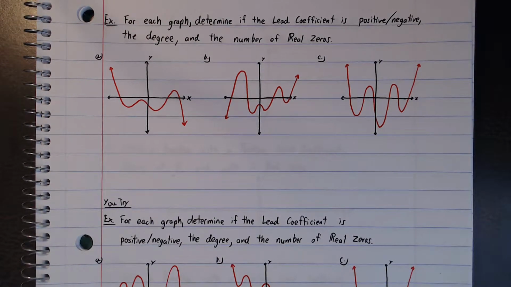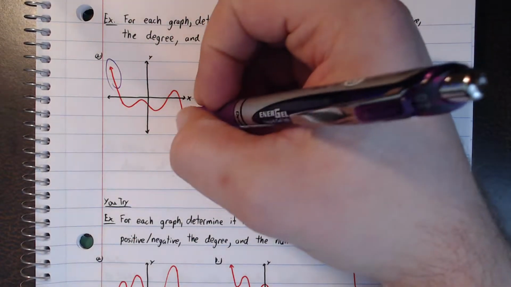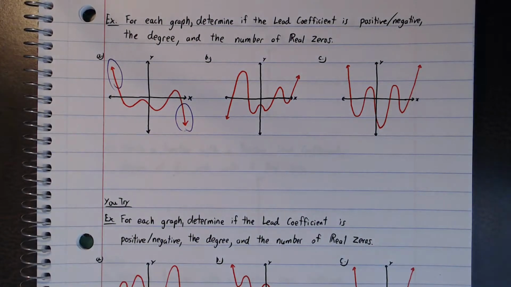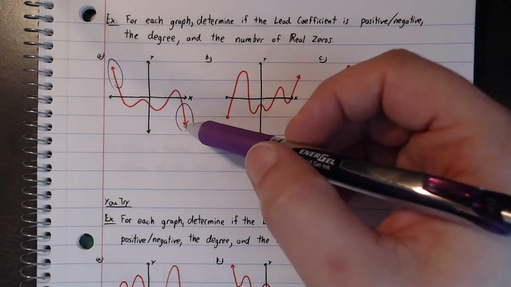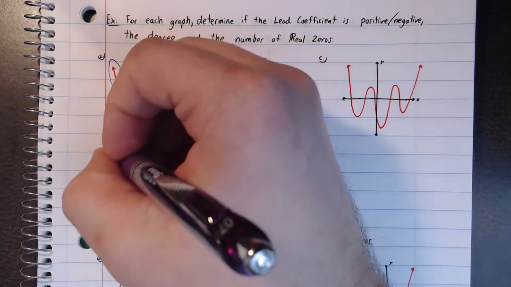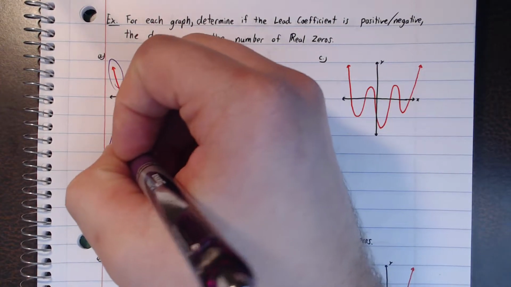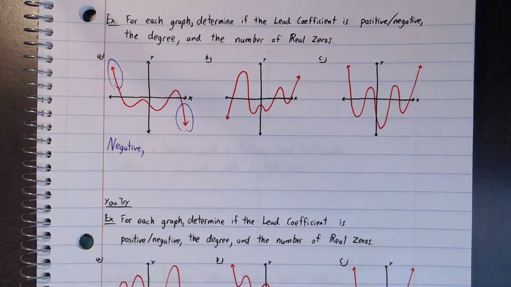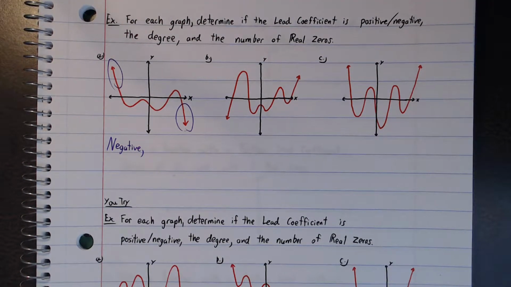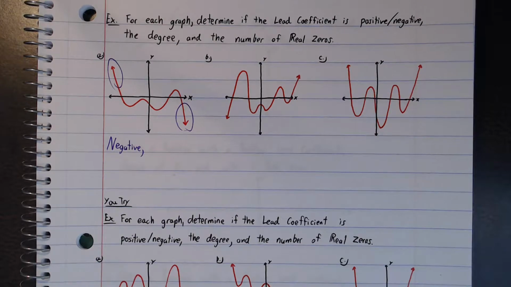So there's a couple of things that we've got to look at. If we want to know the lead coefficient sign, we're going to look at the end behavior. Okay, it's telling us right now that we're starting positive and we're ending negative. Looking at my chart, I know anytime that we end negative, it's always with a negative lead coefficient. Okay, so that's our lead coefficient. We want to know the actual degree.